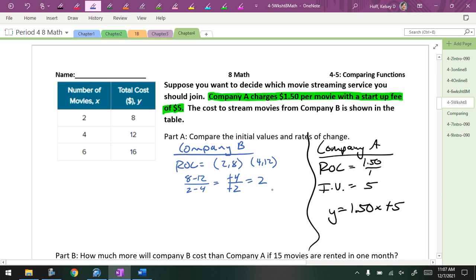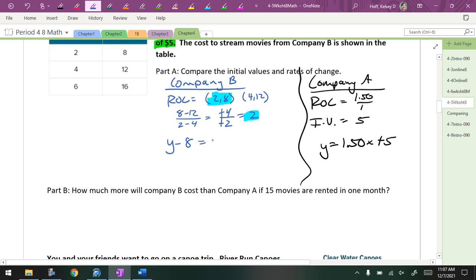To find my initial value, which point do you want to use? 2, 8 and your slope of 2. So you would write y minus 8 equals 2 times x minus 2. This is what you did yesterday, correct? Then I should distribute: y minus 8 equals 2x minus 4. Add 8 to both sides. Y equals 2x plus 4.